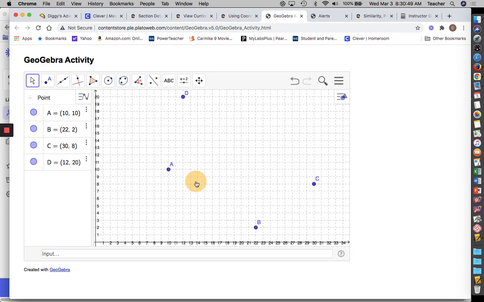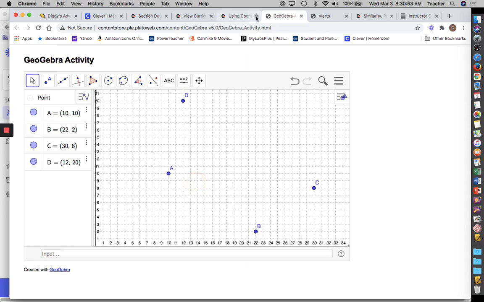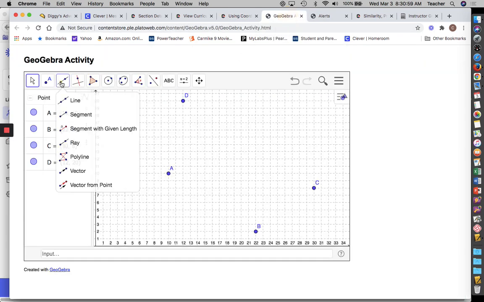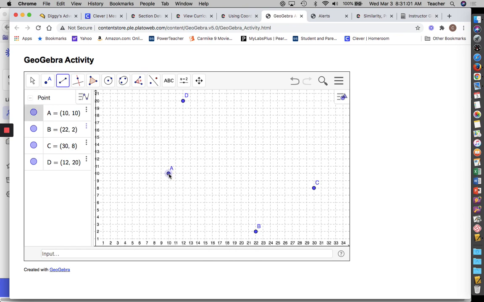Oh, kind of looks like a trapezoid. I'm not really sure if that's what that is, though. Not yet. All right, so I'm going to connect them to form a quadrilateral. So come over here to your segments.